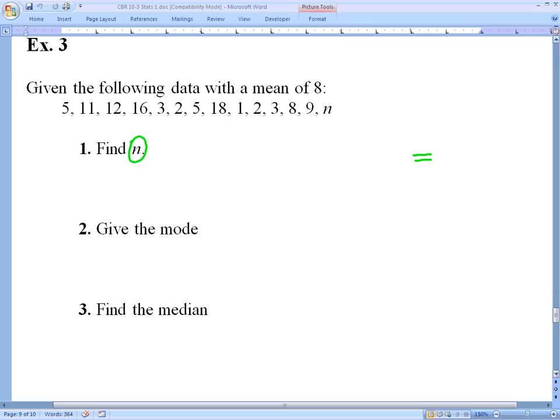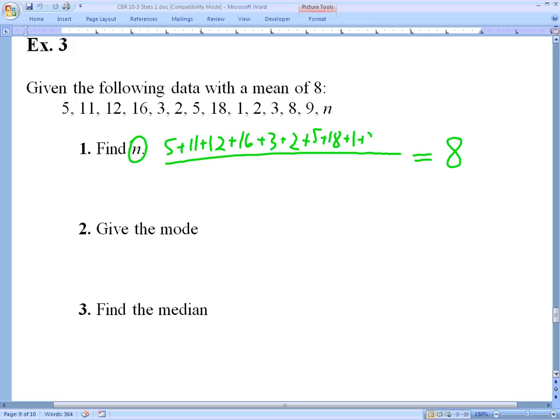I already know the answer to a problem. The mean is 8. How do I find mean? Well, I add up all the numbers. 5 plus 11 plus 12 plus 16 plus 3 plus 2 plus 5 plus 18 plus 1 plus 2 plus 3 plus 8 plus 9 plus n. Just barely ran out of room there. And I divide that by how many we have, which is 1, 2, 3, 4, 5, 6, 7, 8, 9, 10, 11, 12, 13, 14.